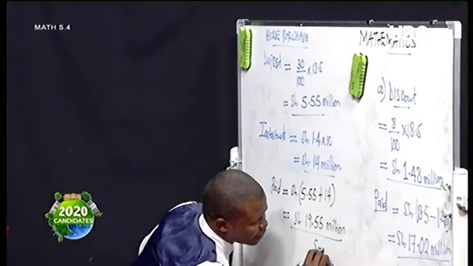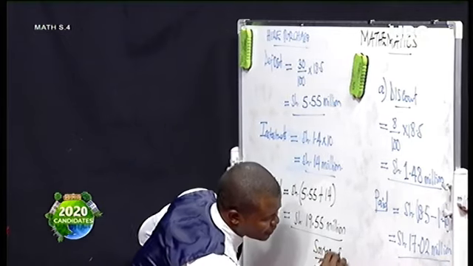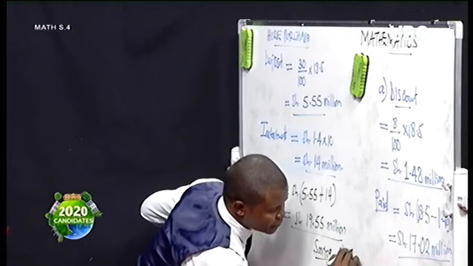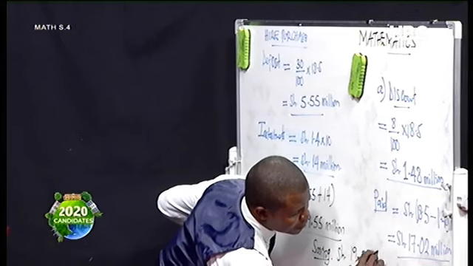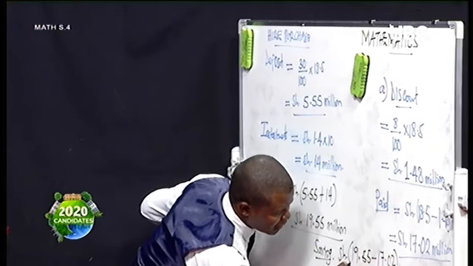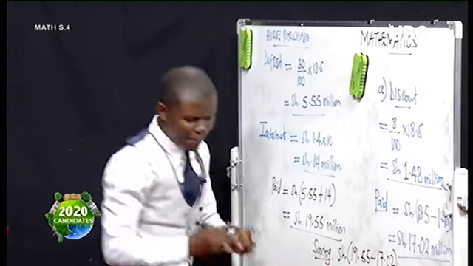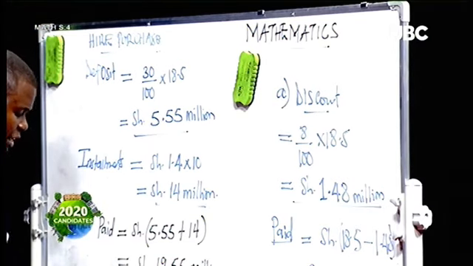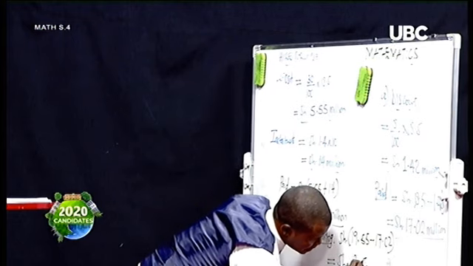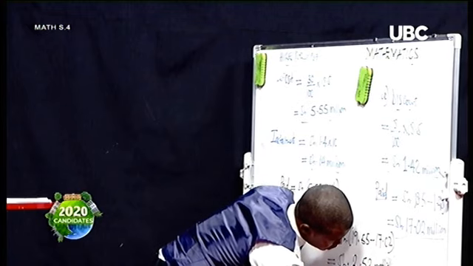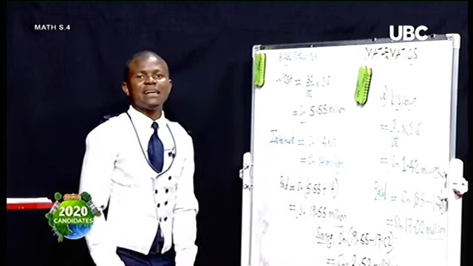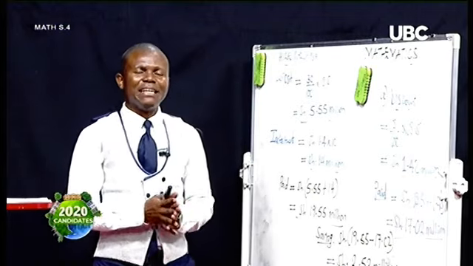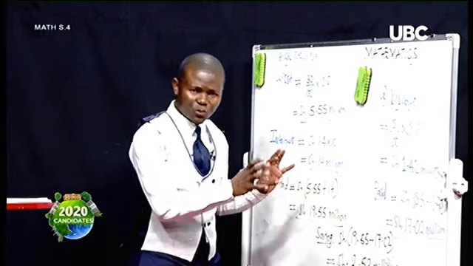We would say this man would have saved shillings 19.55 million minus shillings 17.02 millions. That means Mr. Abaho's savings would have been shillings 2.53 millions. Therefore, Mr. Abaho's savings was supposed to be 2,530,000 shillings.